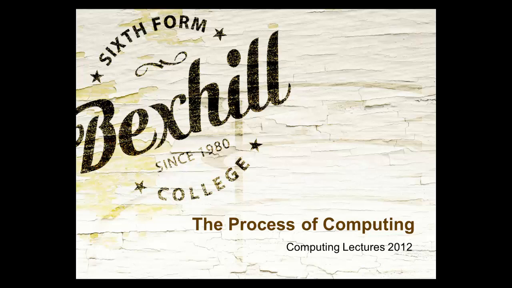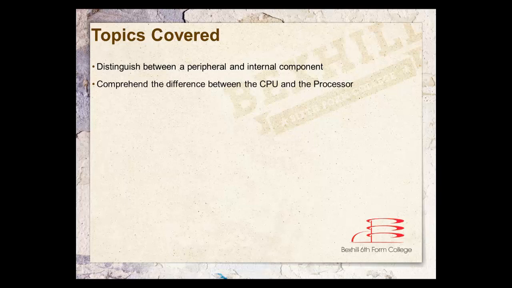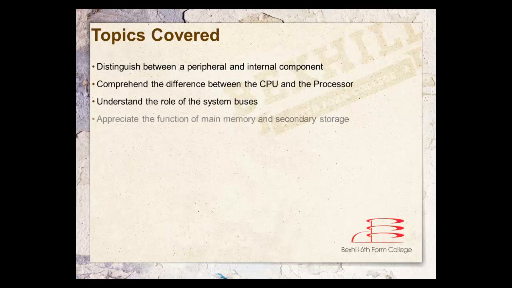Okay, welcome to the third in this series of lectures on computing. This one is called The Processing of Computing and is actually part one. It is the first part of two parts in total. And what we're doing here is we are looking at 5 key areas. We're actually looking inside the box as such. We're going to distinguish, as I say, between peripherals and the internal components, and we're going to cover each and every one of those points.